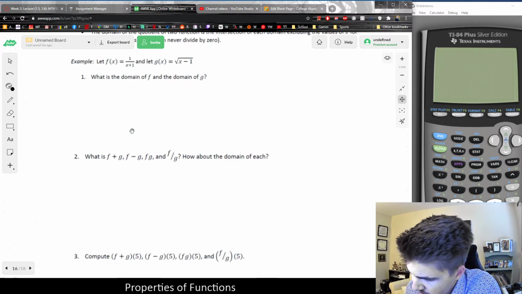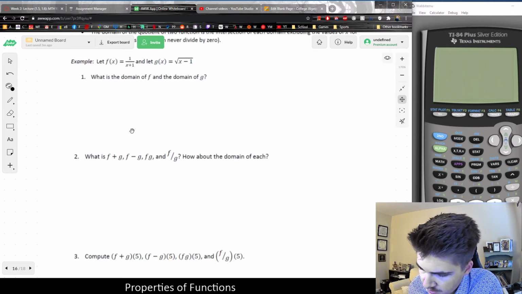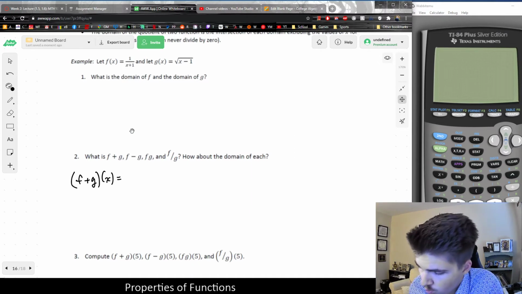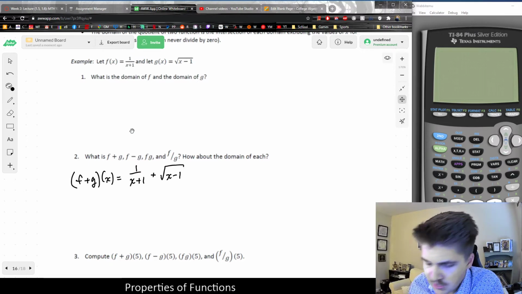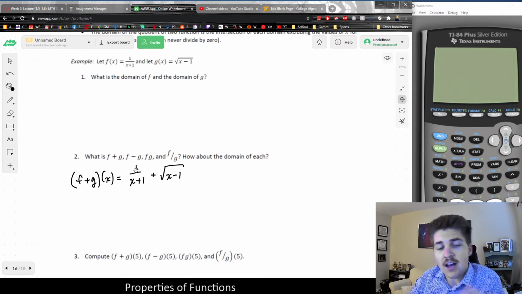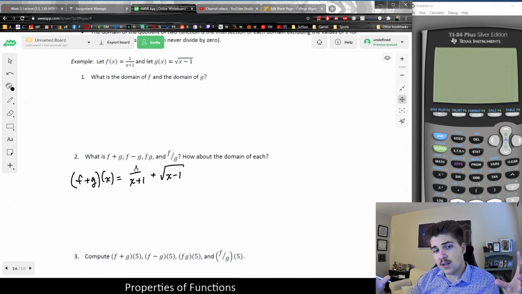F plus g would just be, it's very obvious. And again, we would write it like this: f plus g of x is equal to, well, f of x was 1 over x plus 1, and g of x was the square root of x minus 1. And when I'm joining two functions together, you might wonder, well, is that it? And the short answer is yes, this is the combined function. But a lot of times we might want to figure out, well, what is the combination when we were to add those together?